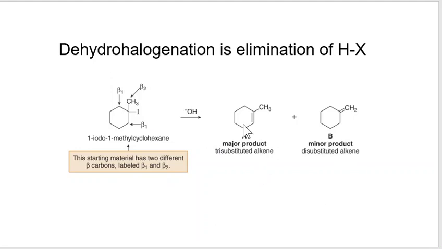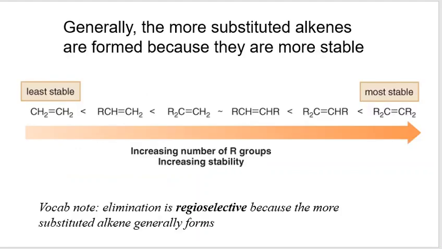There are 4 protons that are beta 1 and only 3 that are beta 2. So that's one reason that this is the major product. And the one on the right is the minor product. But it also forms a more stable alkene. So in general, more substituted alkenes are formed by elimination reactions because they're more stable. This is an example of regiochemistry, which is where one isomer is favored over another in a chemical reaction.